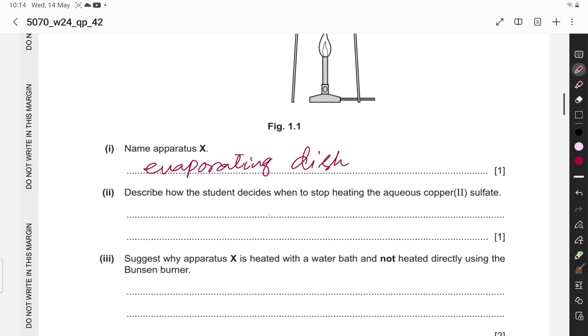Describe how the student decides when to stop heating the copper(II) sulfate. When crystals start to form.